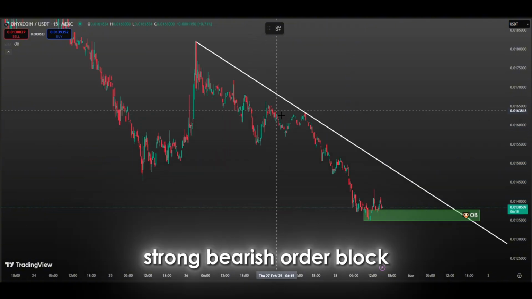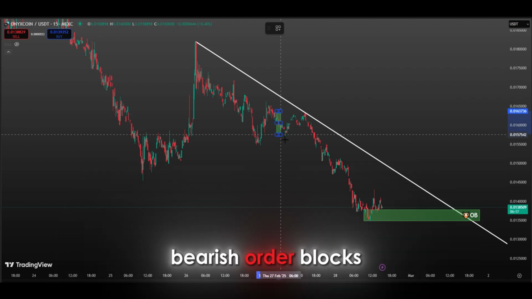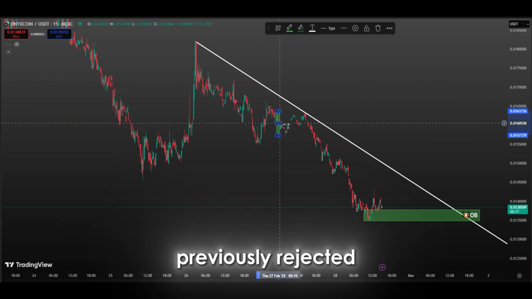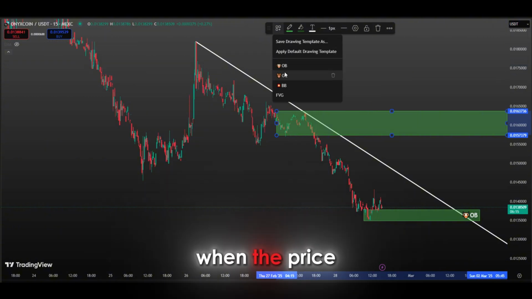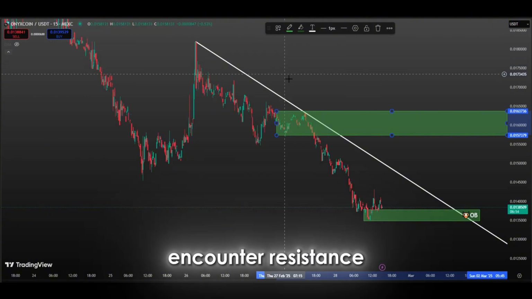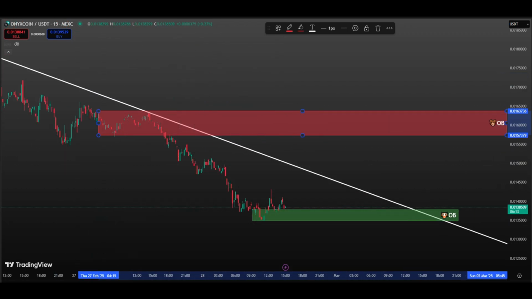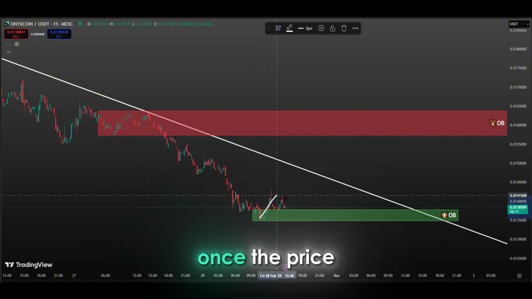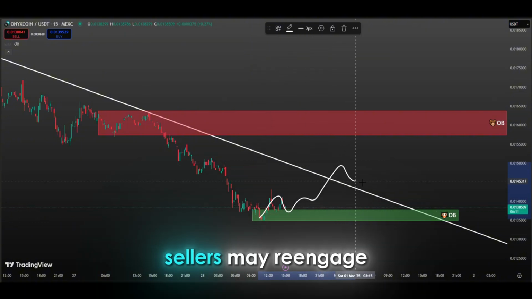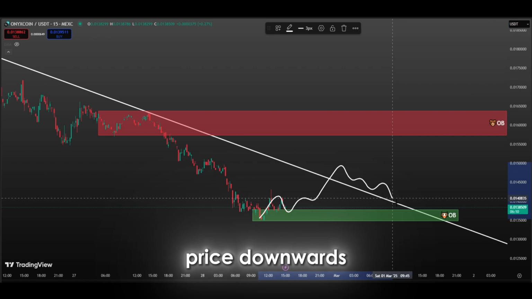Above is a strong bearish order block. Bearish order blocks are known as areas where the price was previously rejected hard and big sellers stepped in. Such areas are critical points where when the price rises, it may encounter resistance and selling pressure may intensify. Since this order block is where a strong wave of selling started earlier, once the price approaches it, sellers may re-engage and pressure the price downwards.